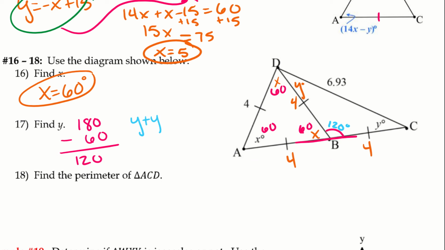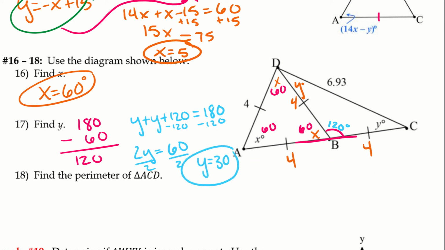Now I can use the triangle sum theorem. Y plus y plus 120 equals 180. So we'll combine my two y's and then subtract 120 as well. Equals 60. So we did just end up in the same place that we were just at, but it's good to see. And then we divide by 2, y equals 30. So I know that both of my y's equal 30.